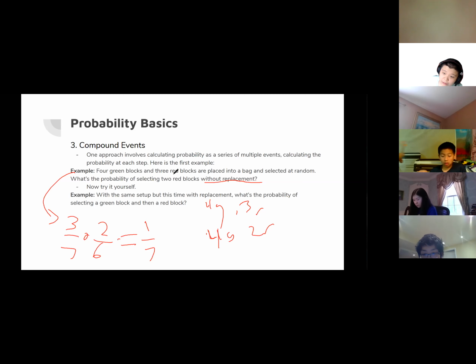So as a reminder, 3 red and 4 green, so 7 total, 3/7 chance. You take 1 red out, there are 2 red and 4 green, there are 6 total and 2 red left.